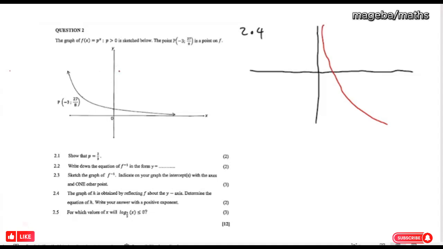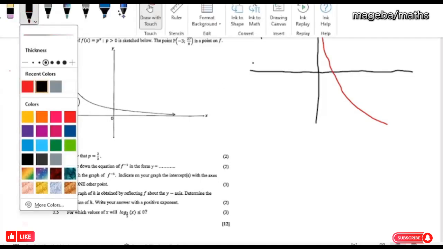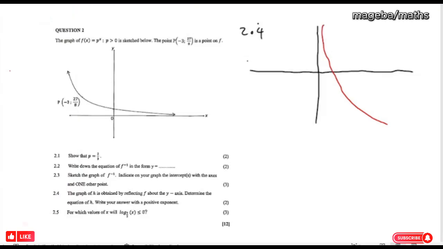This is going to be my inverse function of what? Of f. So now remember, the inverse is an interchange of x and y. If I can draw you the original function here, it's this one. Like they already told us there, it's this one.